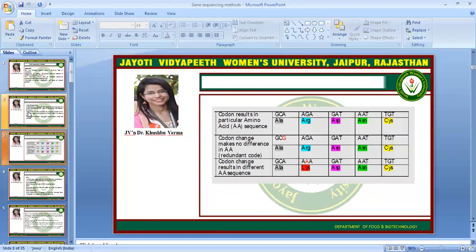Here we can see the table. In this table on the left side, codons result in particular amino acid sequences and codon changes. For example, GCA for alanine, AGA for arginine, GAT for aspartate. Here we can see that a codon change makes no difference in the amino acid, meaning a redundant code. Like here there is A, but if we put G here, there is no change in the amino acid sequence coding.